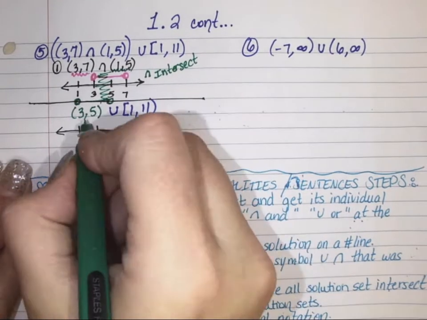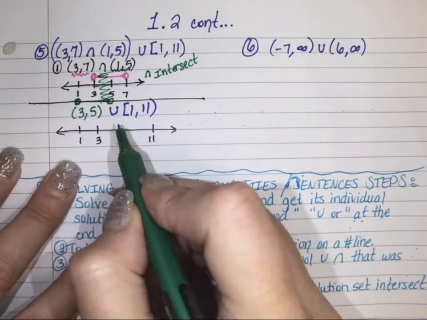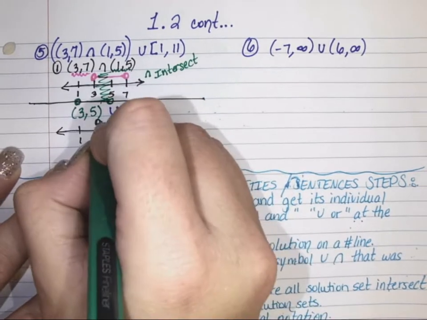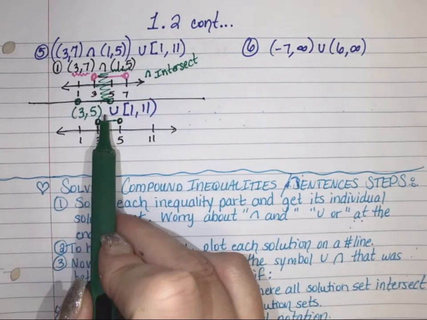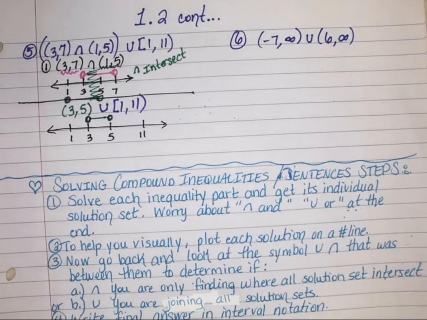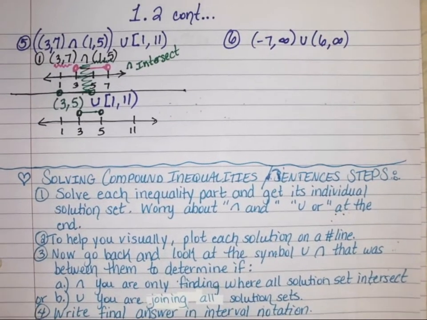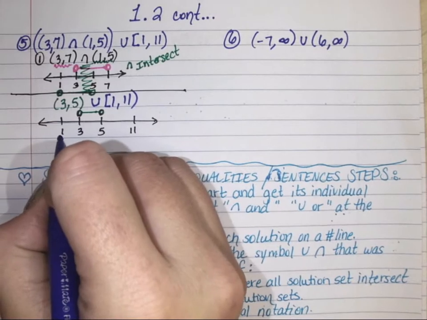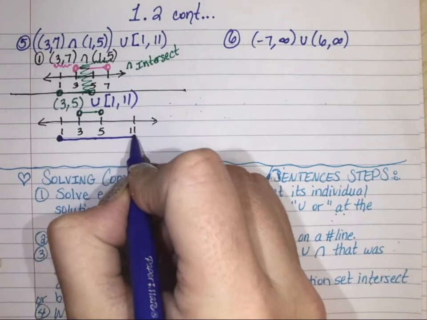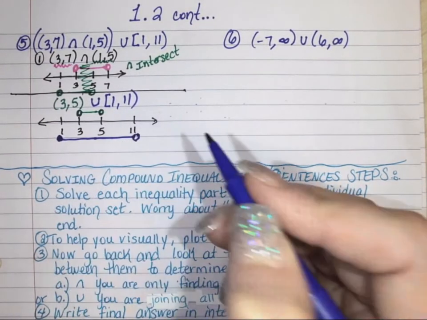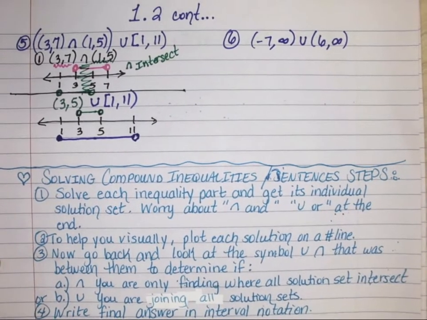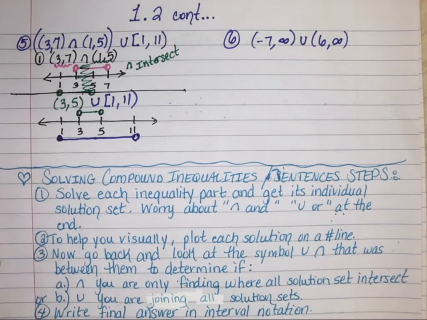Okay, now let's plot the solution set from 3 to 5. So it starts at 3, goes to 5, and they get open holes. Solution set 1 to 11 starts at 1, it gets a shaded in hole, goes to 11, which is open. Now, in this case, we are marrying both sets.